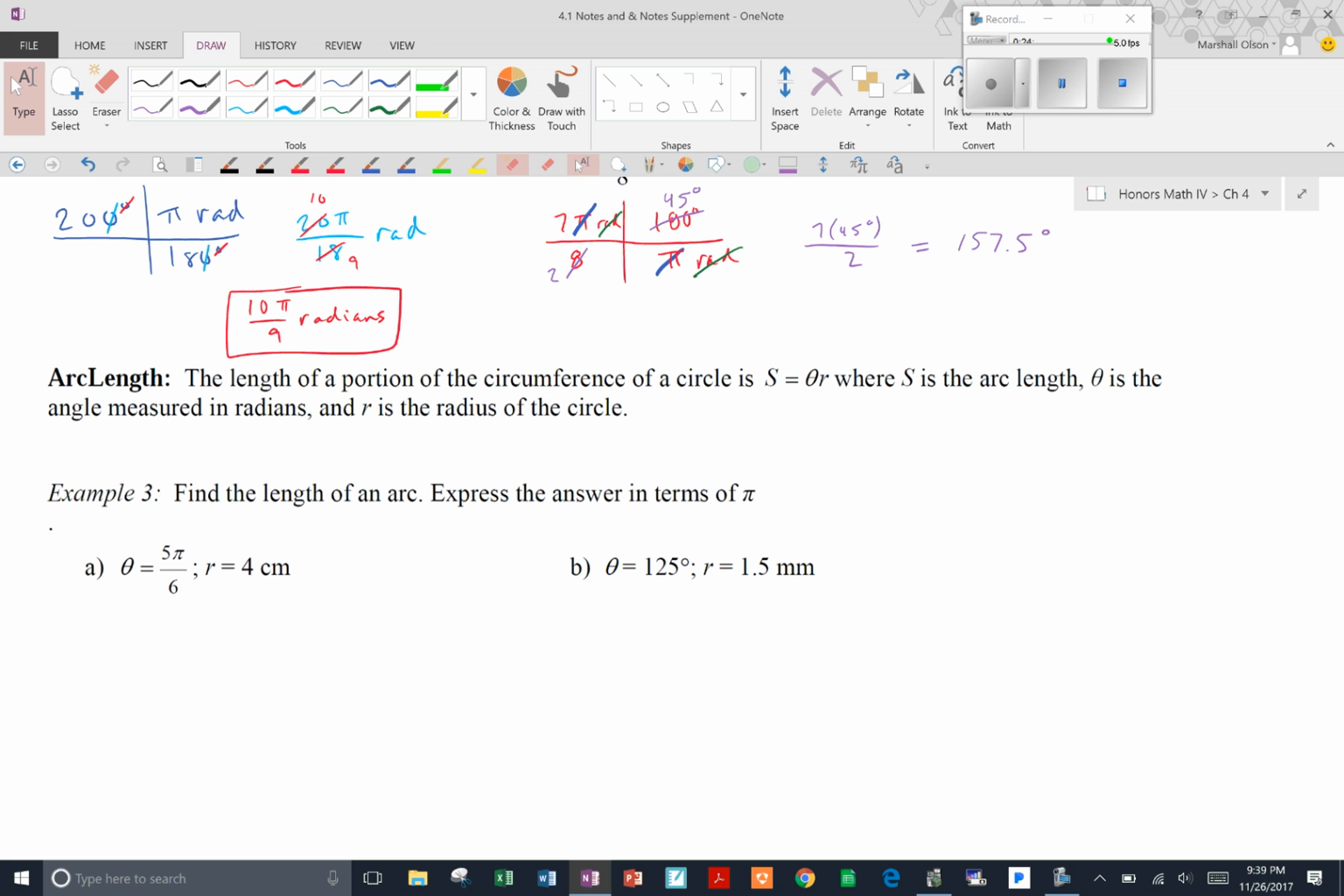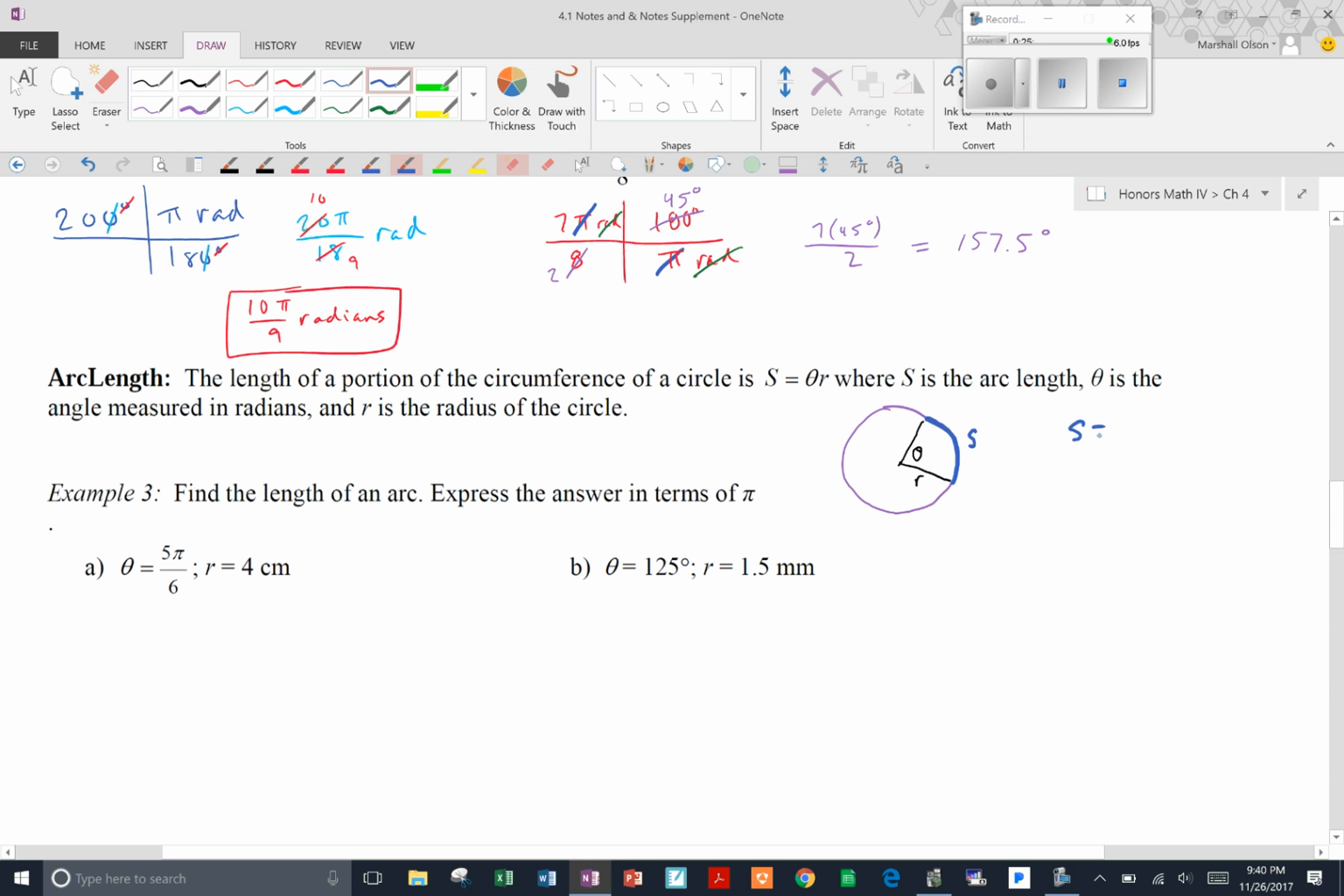All right, we're going to continue on in our notes here and look at arc length. And even though they don't bring it up, we're also going to talk about area of the sector as well. So when we're looking at a circle, we have the center of the circle right here. This would be the radius. We're going to open it up some angle measure, theta. This is arc length right here, and arc length we call S.